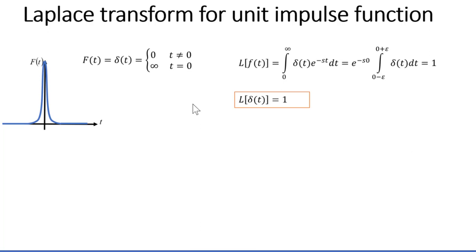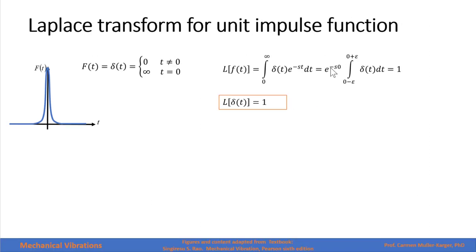For the Laplace transform of a unit impulse function, we apply the integral from 0 to infinity, but all the values are 0 except for time very close to 0, that is, an epsilon before time equals 0 and an epsilon after time equals 0. When we integrate that expression, it gives us that the Laplace transform of a unit impulse function is equal to 1. This 1 comes from e to the negative s times 0, because the function is 0 for all time except that small epsilon where the impulse occurs.